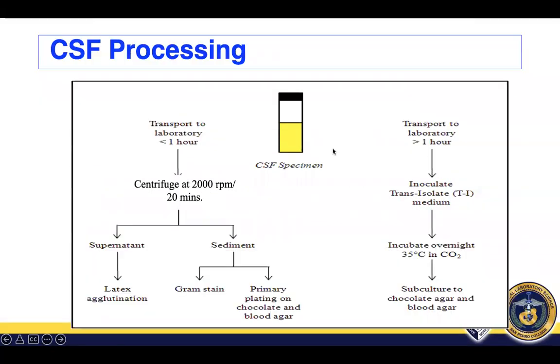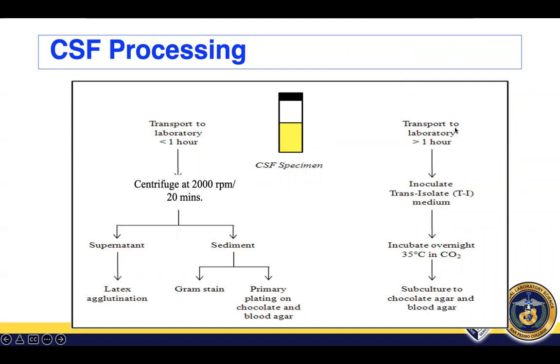Okay, so this is a flowchart of CSF processing. If the CSF has reached the laboratory in less than an hour, you can centrifuge it at 2,000 rpm for 20 minutes. And then you separate the supernatant and the sediments. With the sediment, you can do primary plating on your chocolate and blood agar plate, and the remaining for gram staining. The supernatant is usually reserved for latex agglutination.